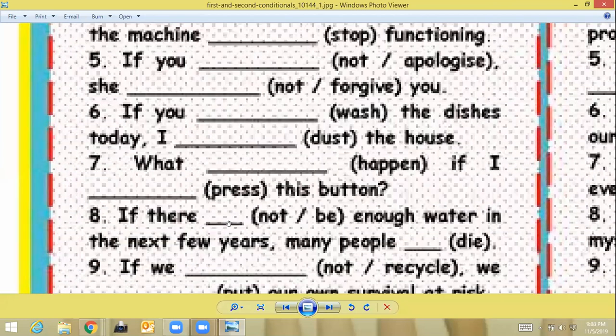So she takes it very personal. Yeah. What about number six? If you wash the dishes today, I will dust the house. Good. If you wash the dishes today, I will dust the house. Now, what is the meaning of dust? Somebody? Clean? Clean. Sure. How do you say dust in Spanish? Yeah, in Spanish we say sacudir.